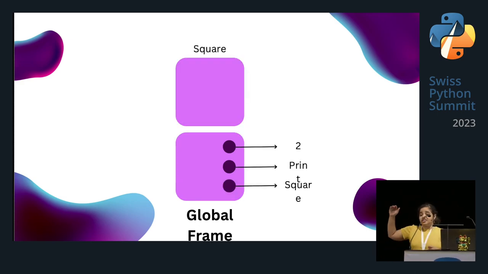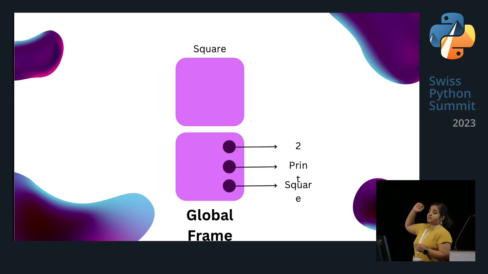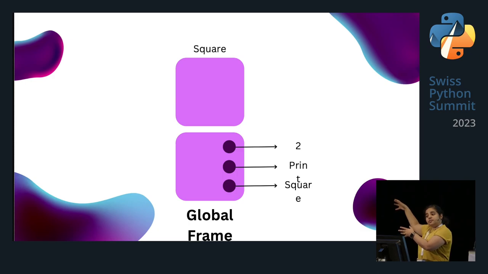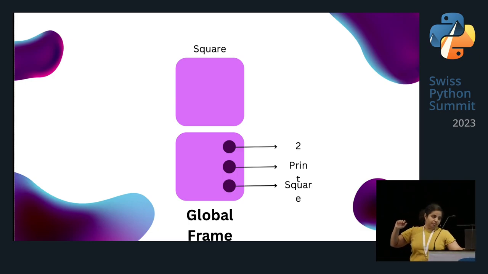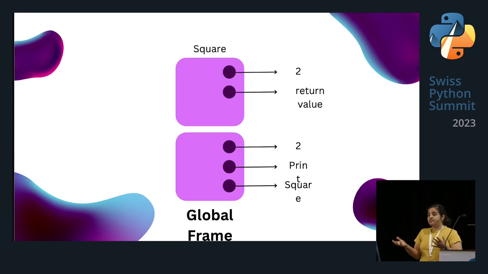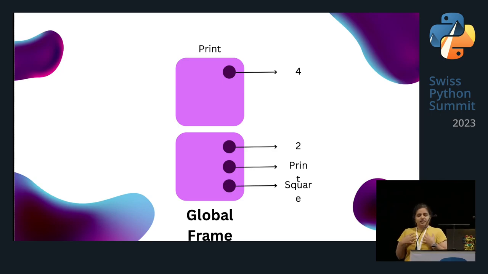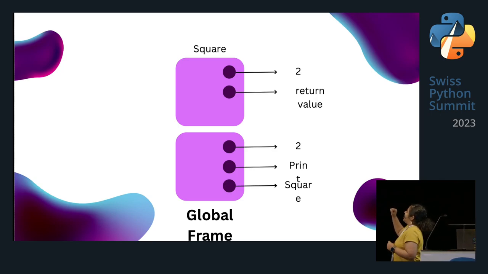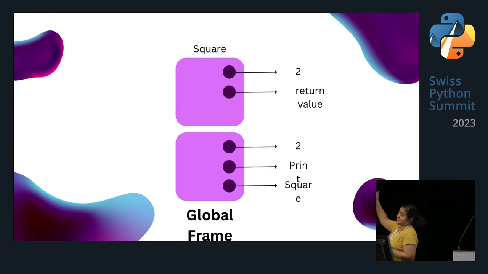Next thing you're doing is actually calling square, and square is a different function. So you have a different frame created for it, and you pass 2 to it. It does the computation. It has the return value, which is 4. I hope you know that. Yes, I know that. So that's 4, and it has a return value.